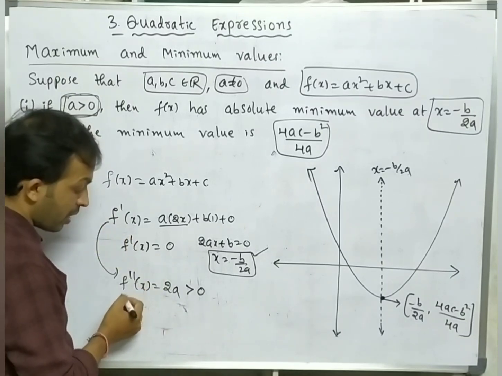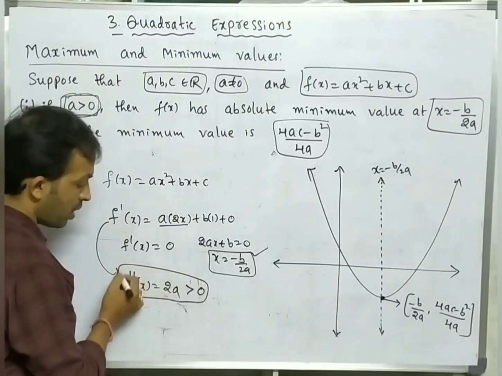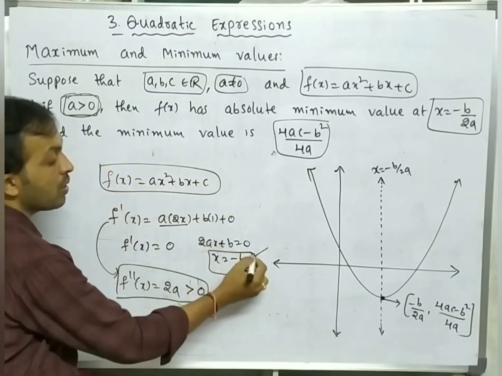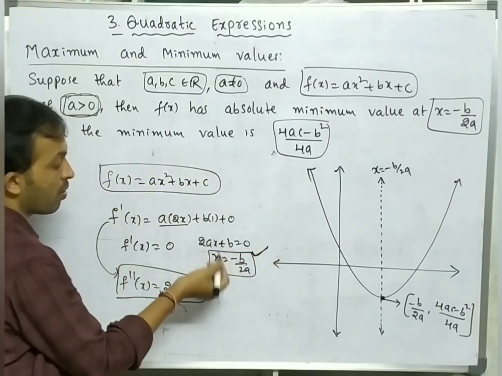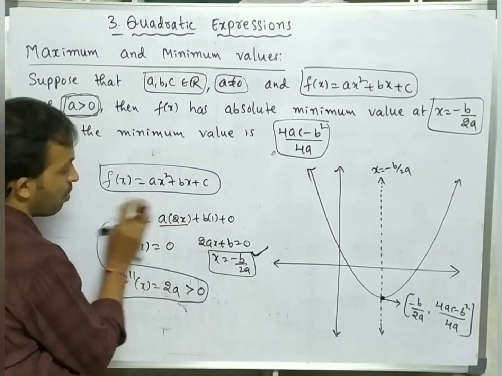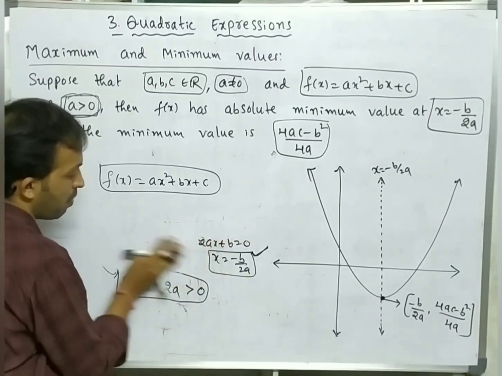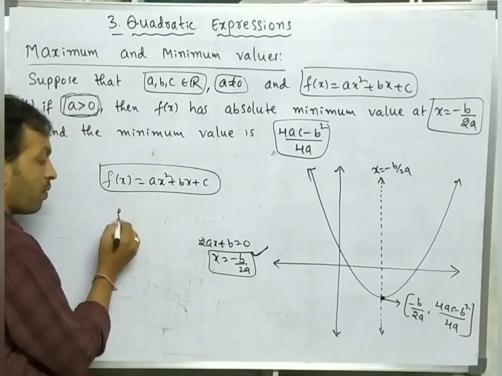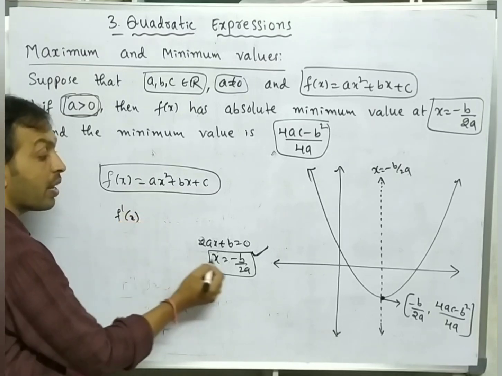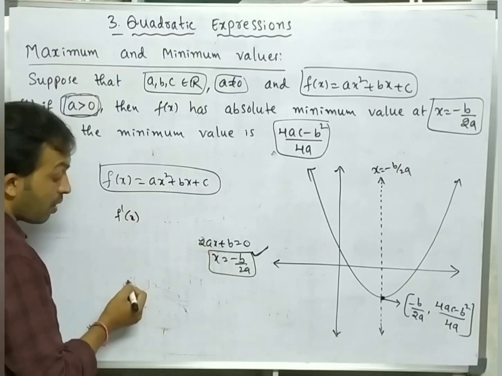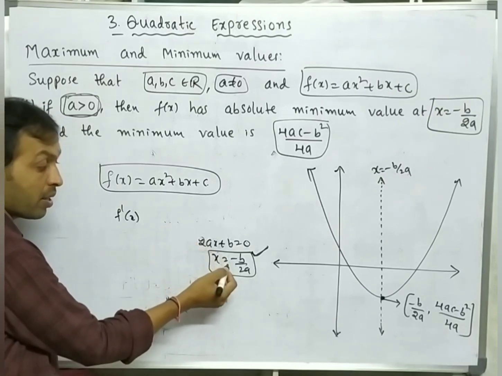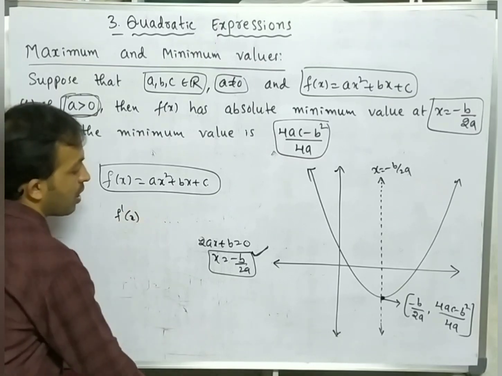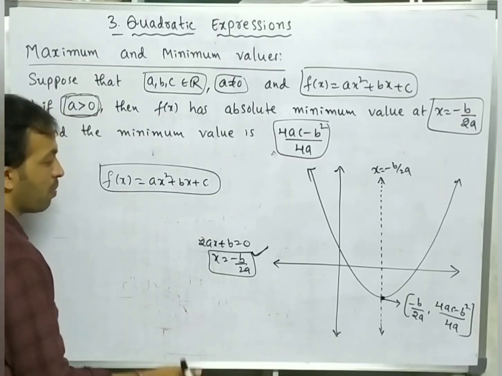In that, the second derivative test tells us if the double derivative is greater than 0, the function has a minimum at x is equal to minus b by 2a. So then find the minimum value by substituting this x is equal to minus b by 2a in the function value. Listen, f dash x decides where the minimum exists. F double dash x decides at the critical point whether a minimum or maximum exists. Now f of x decides the function value, how much the value is.